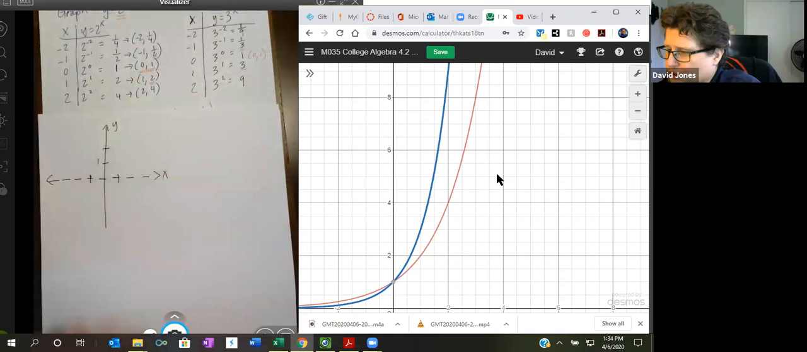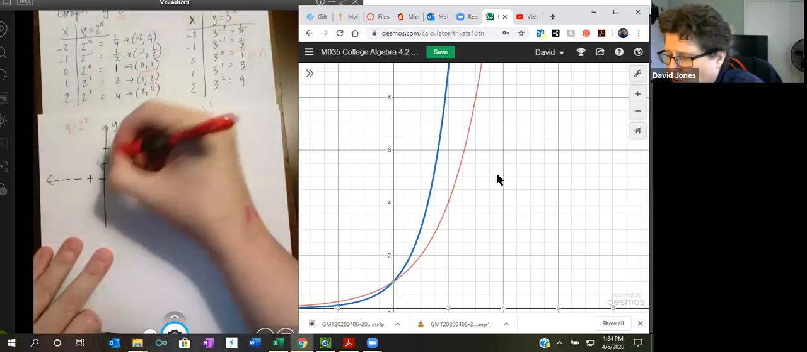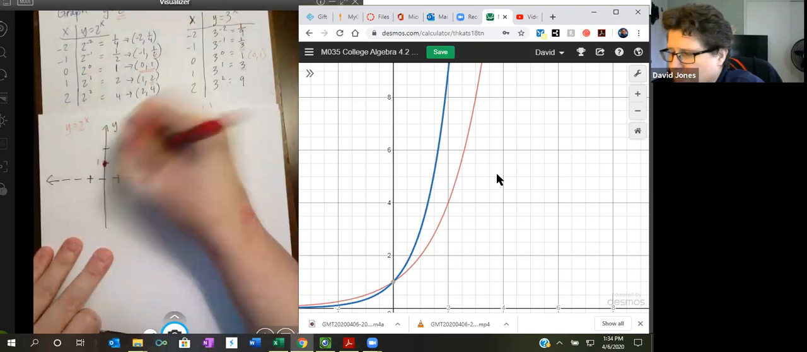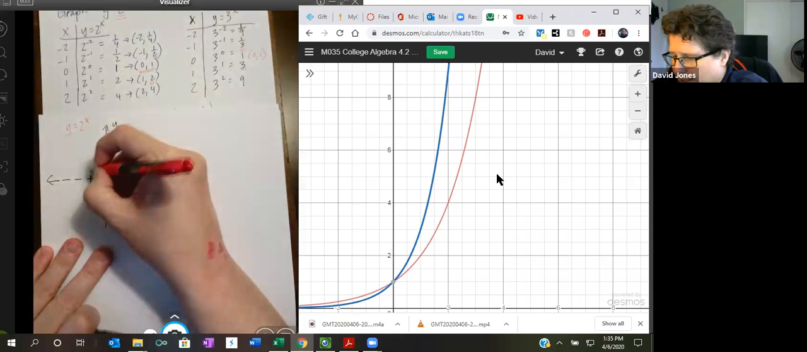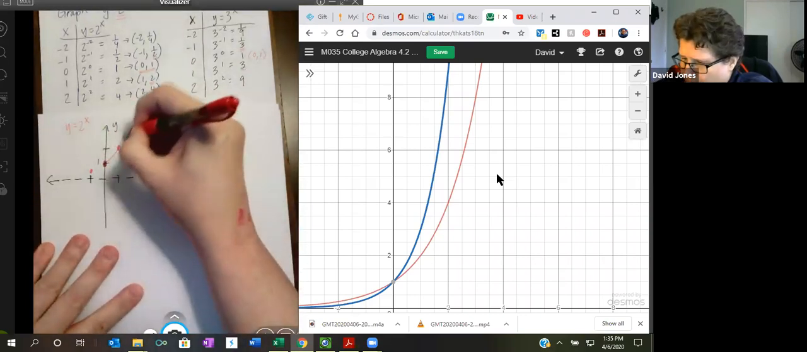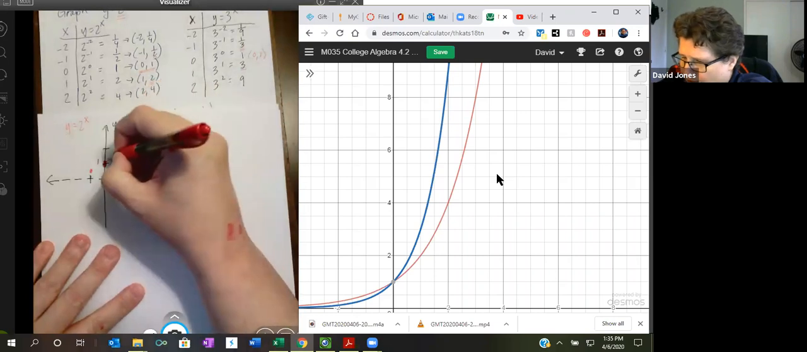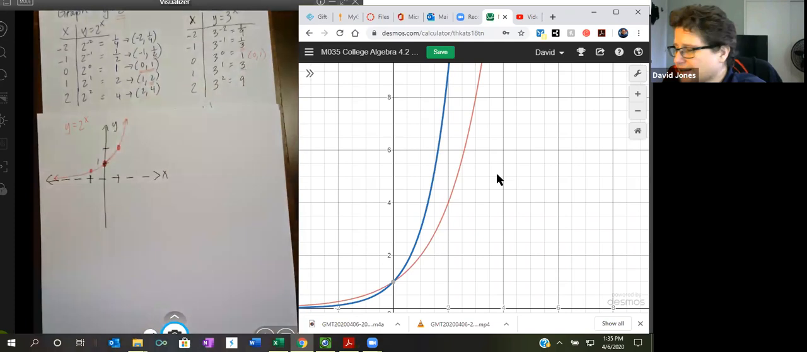For y equals 2 to the x, we have a point at 0, 1, we have a point at 1, 2, and we have a point at negative 1, 1/2. And we know it goes like that, and we know it goes like that. It cycles along the x-axis.